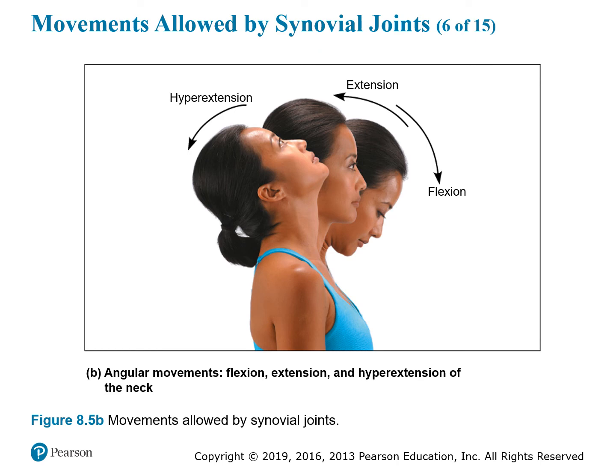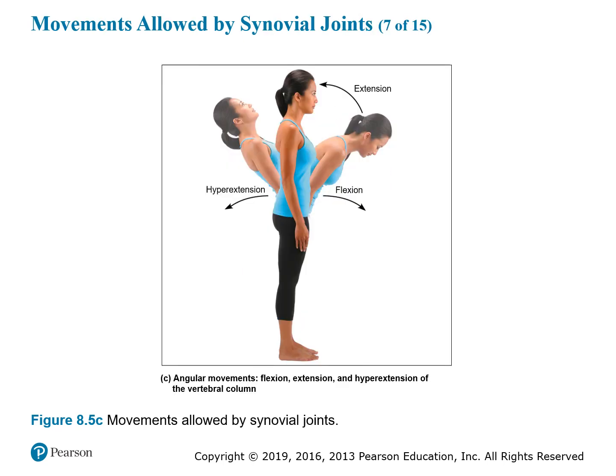Okay, so here we have moving the head forward is flexion. Just having the head upright is extension, and putting the head back is hyperextension. Again, for the trunk, forward bending is flexion, standing upright is extension, and back bending is hyperextension.